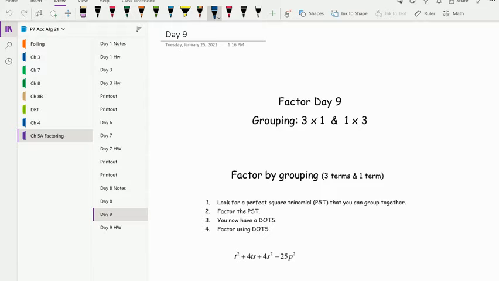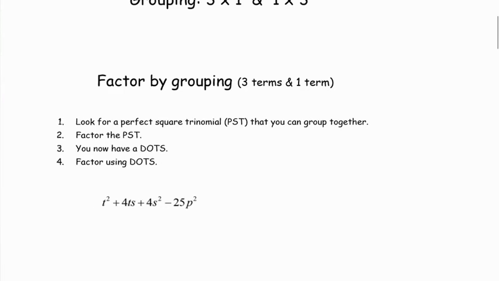All right, so today we're going to factor 4 terms, and we're going to split them up either as 3 and 1 or 1 and 3. When we're doing this, the 3 terms are going to end up being a perfect square trinomial. And the 1 term is just going to be a perfect square.